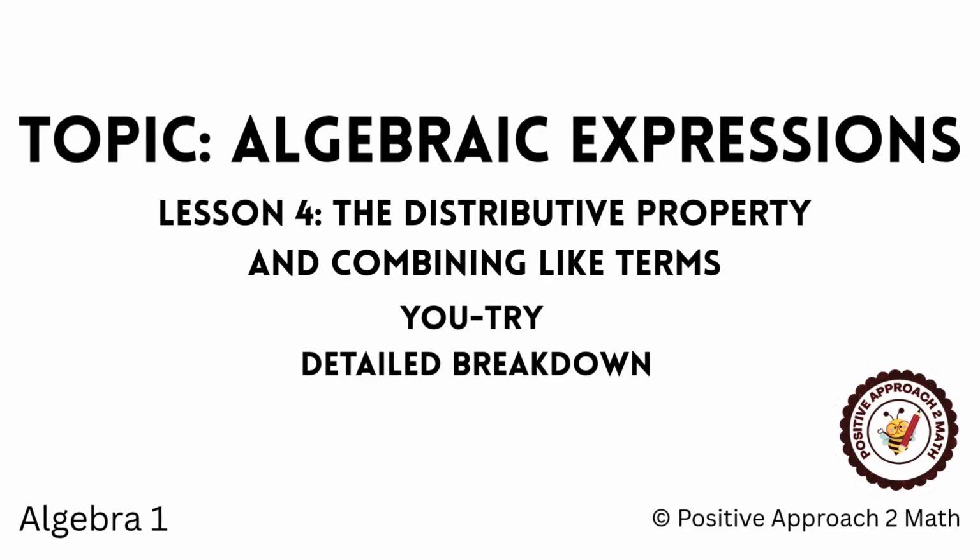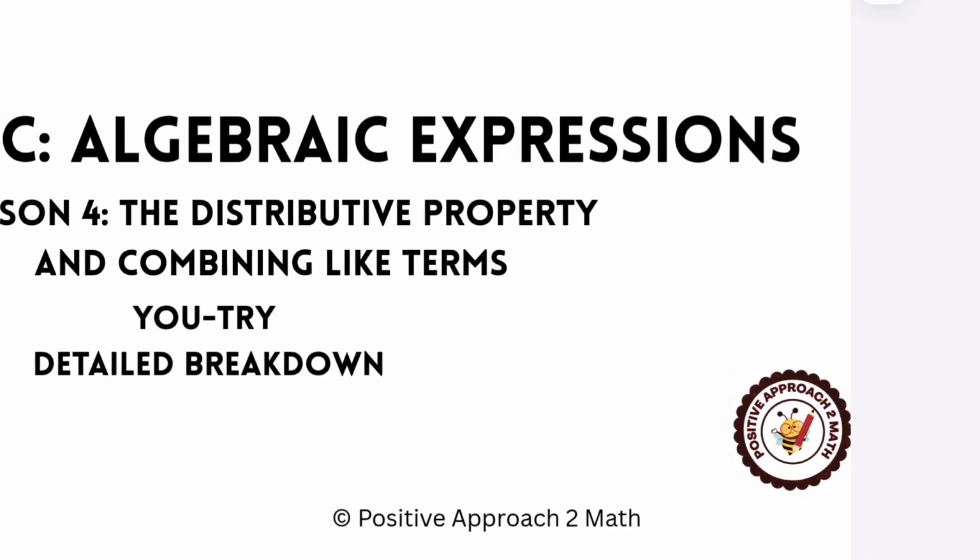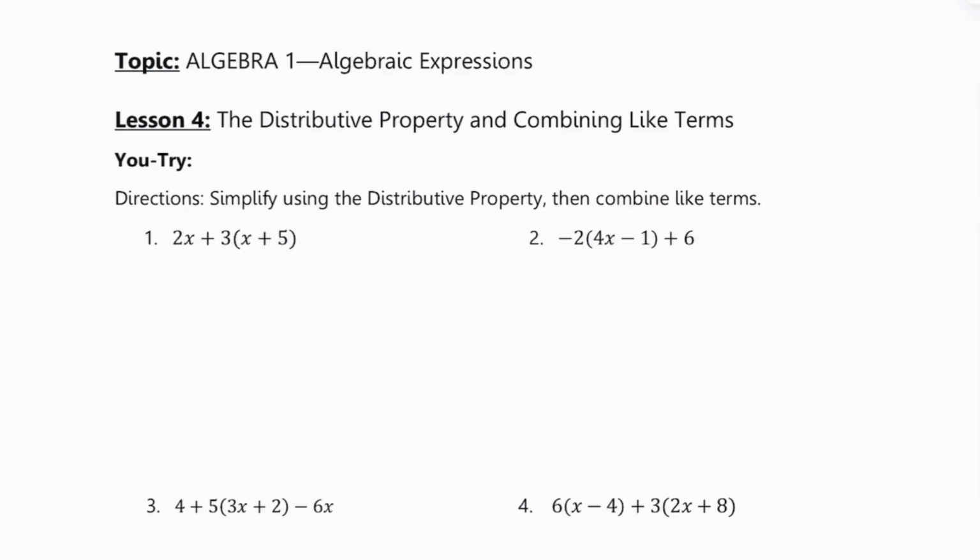Okay, so this is the U-try for lesson 4 from algebraic expressions. It is the distributive property and combining like terms combined. So when we have algebraic expressions, remember we want to look for those parentheses first because we have to get that distribution out of the way so then we can add and subtract and move things around.